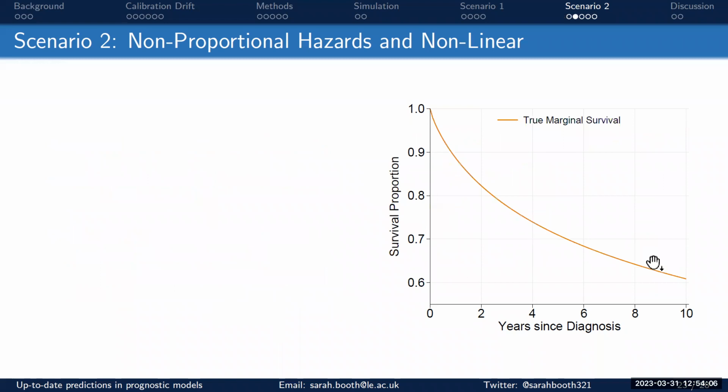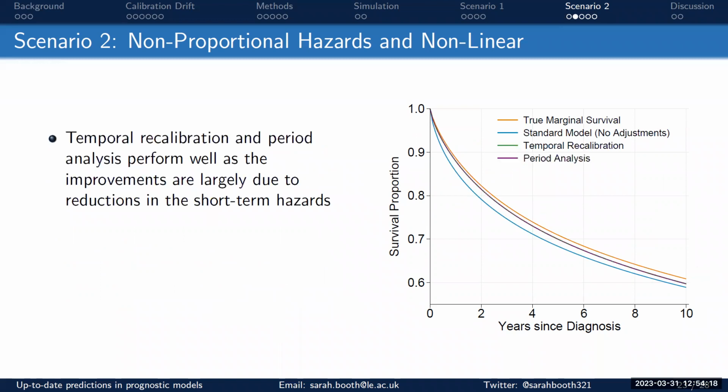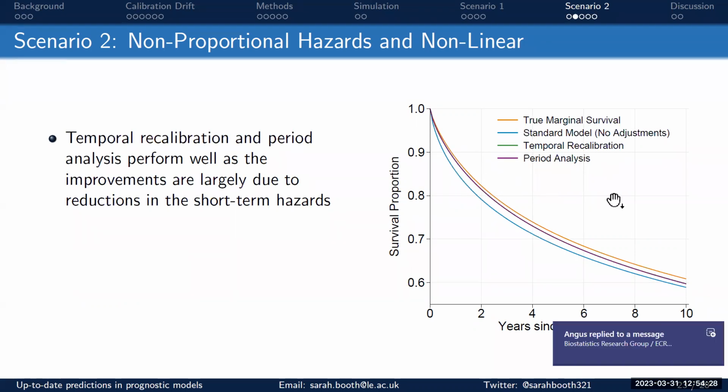So again, this is the true marginal survival. And if we just use the standard method and we didn't account for these improvements in survival, we would end up underestimating survival. If we use period analysis or temporal recalibration, again, they're both very similar in this particular scenario. We do end up improving on our predictions, and particularly in the short term, you can see there's much better agreement in this.